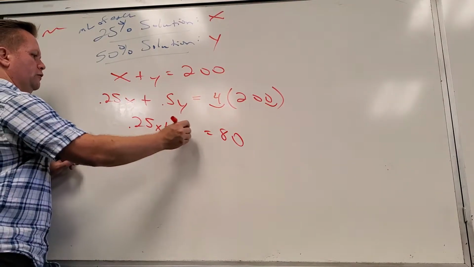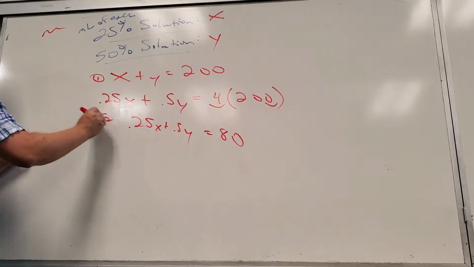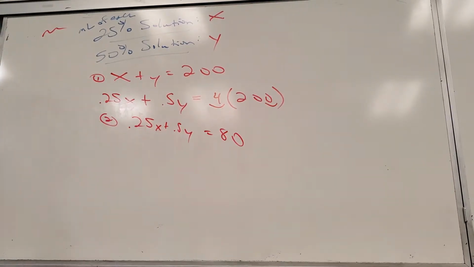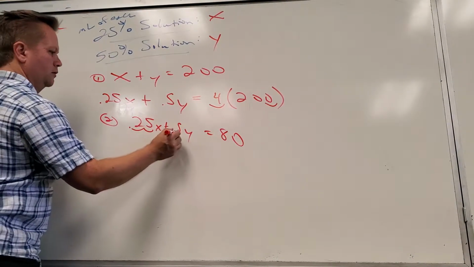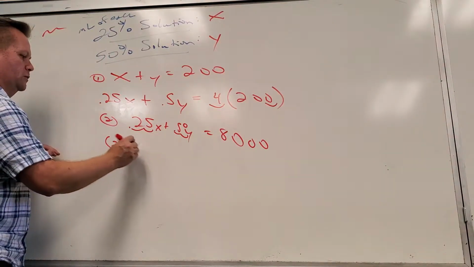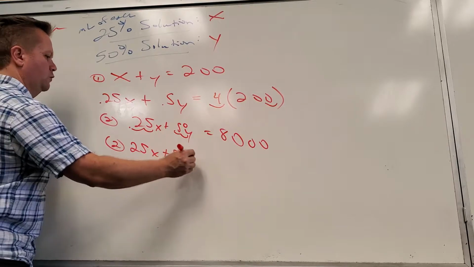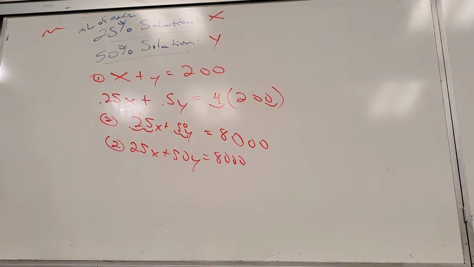25x plus 0.5y. What can you do with this equation if you don't like decimals? Multiply by 100. So move everything by 2. 1, 2, 1, 2, 1, 2. So I can make the second equation 25x plus 50y equals 8,000. You don't have to do that if you want to, but you can.